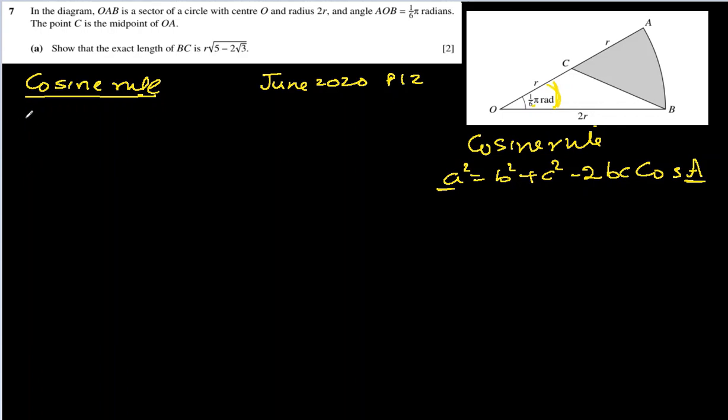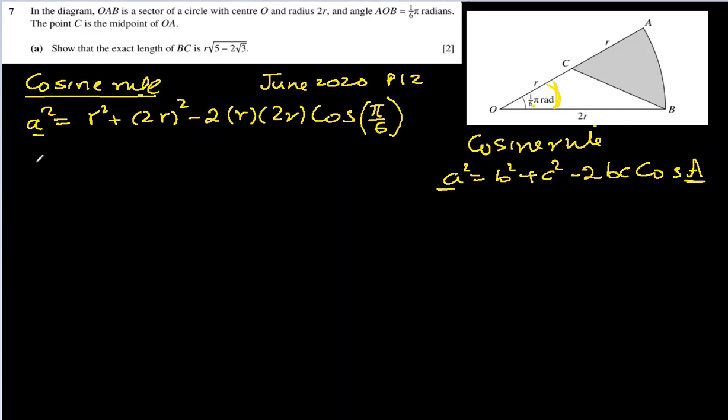So a square, BC is a for us. Let's assume that as a, okay? And b and c will be the other two sides, OC and OB. So we know they are r and 2r respectively. Minus 2 times b c, r, 2r, and the angle opposite to a is pi over 6.